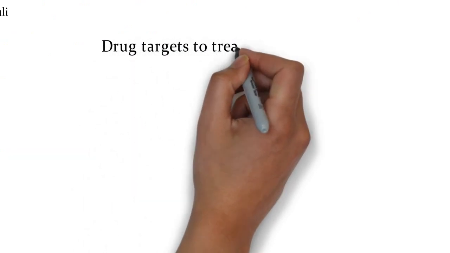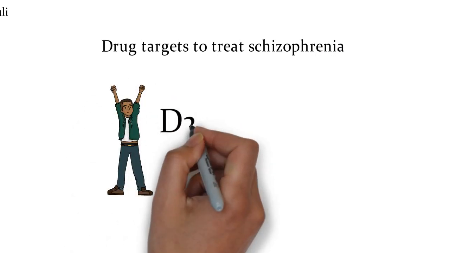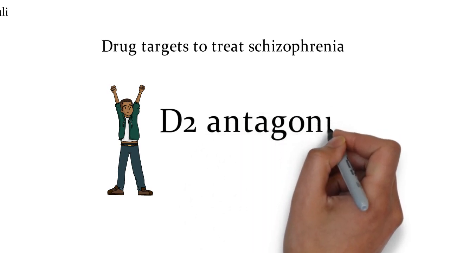But we cannot target glutamate, since if we are antagonizing glutamate, then it will affect synaptic plasticity. So the major target we have is D2 antagonism.